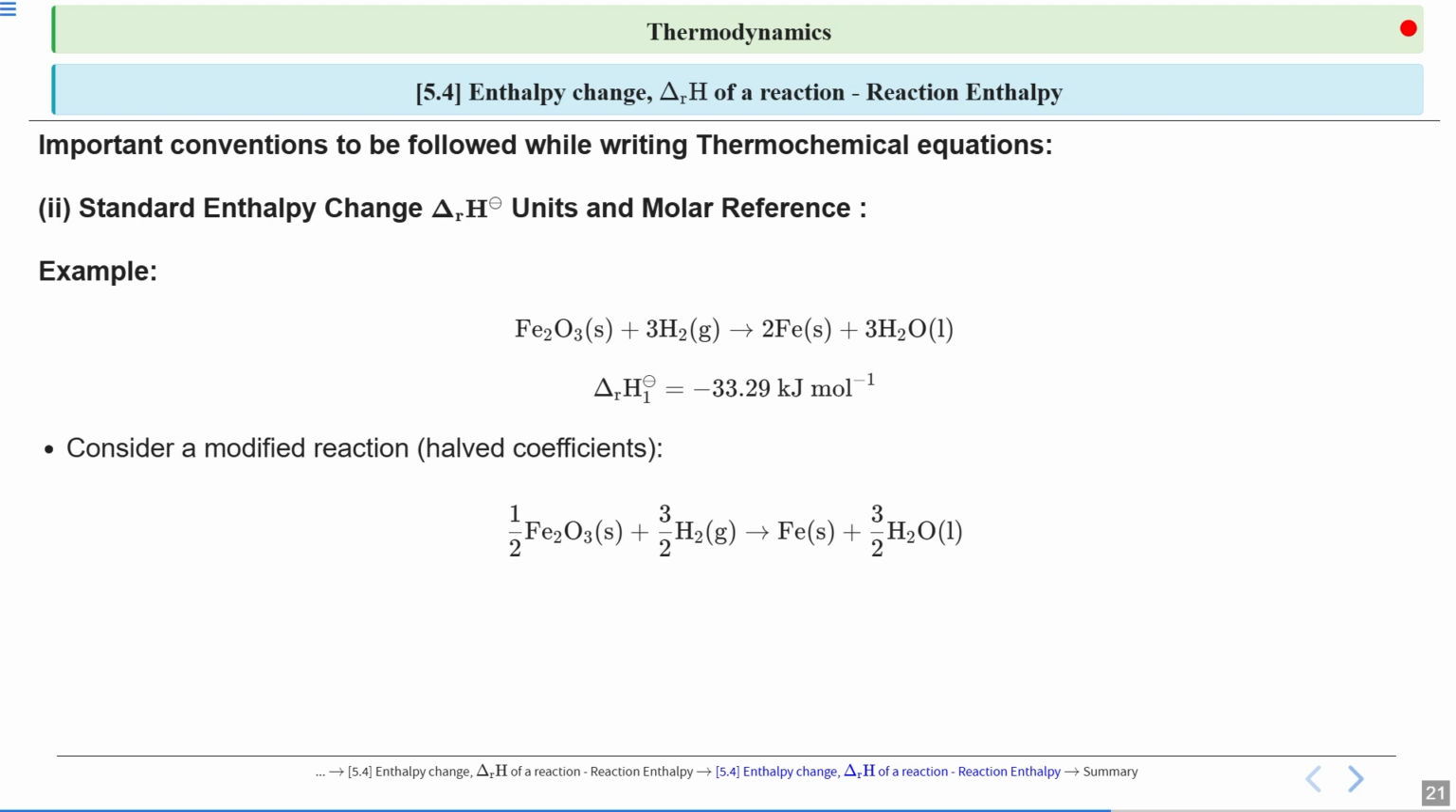If you change the coefficient of this reaction by dividing the whole thing by 2, what will happen to the enthalpy change? The same algebraic thing will be applied to the enthalpy change as well. Now it will be minus 33.29 by 2, which is minus 16.645 kilojoule per mole. So what is being seen here? That if you are changing the coefficient of your chemical equation, you will also see a change in the enthalpy of reaction. So we can say for this reaction that delta RH1 naught divided by 2 is equal to delta RH2 naught.